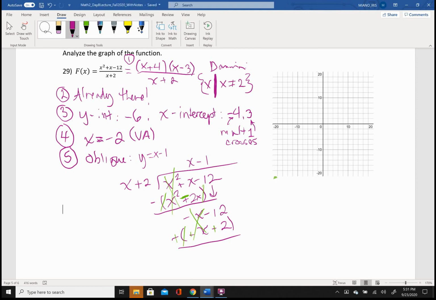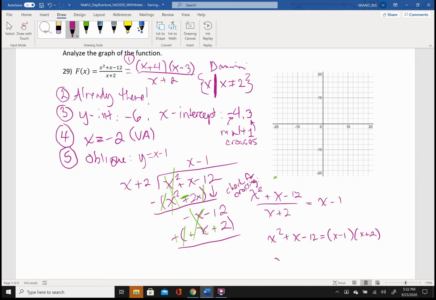And the way that we do it is the following. We take the function, and you can take the original function, which is x squared plus x minus 12 over x plus 2, and set it equal to the oblique asymptote of x minus 1. So sorry, let me relabel this a little bit. This is check for crossing. That's why we're doing this part right here. Okay, so you can multiply both sides by x plus 2, and then you'll get x squared plus x minus 12 equals x minus 1 times x plus 2.